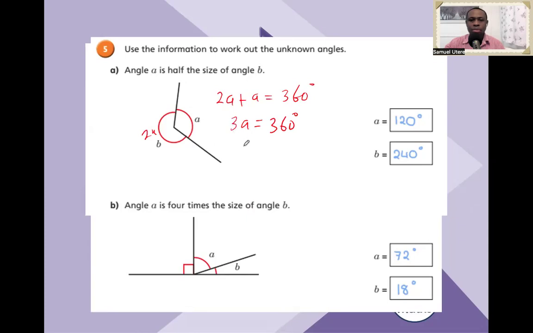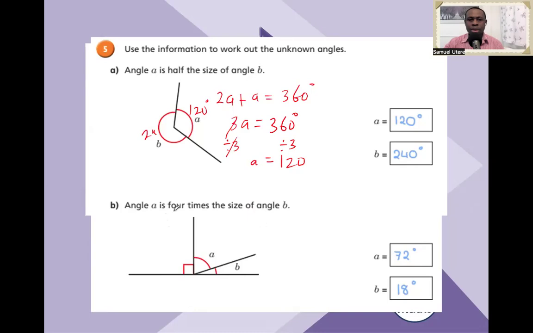Remember your equation solving skill. We need to divide by 3 to eliminate 3 so that A stands on its own, and we need to divide that side by 3 as well. So A is 120 degrees. So if A is 120 degrees, you can see why B should be 240 degrees, because B is twice of A. This one, we can use the same algebra technique to answer this question.